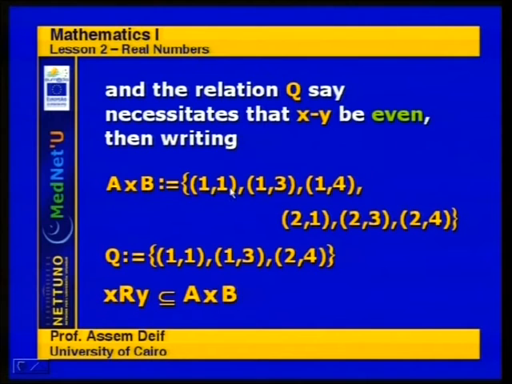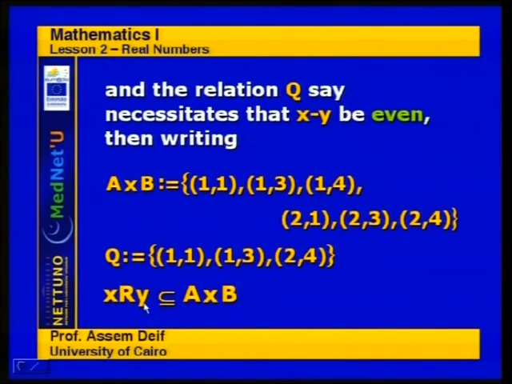So 1 with 1 is okay, because 1 minus 1 is 0. And 1 with 3 is also okay, because 1 minus 3 is minus 2. And 1 with 4 isn't. 2 with 1 isn't either, because this gives 1. And 2 with 3 also gives 1, which is unacceptable. So there remains 2 minus 4, which gives minus 2. So you choose the ordered pair 2, 4. So you end up here with 2 ordered pairs only out of the A cross B ordered pairs.